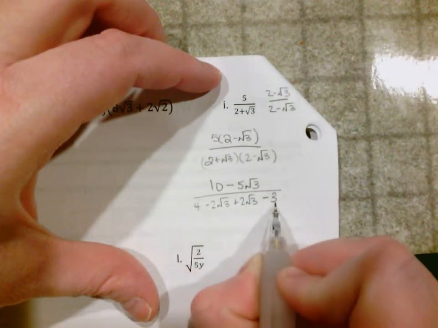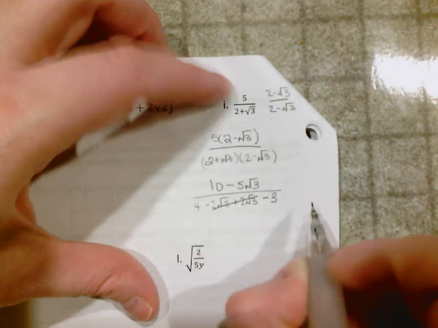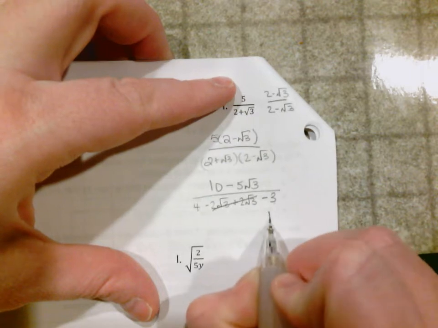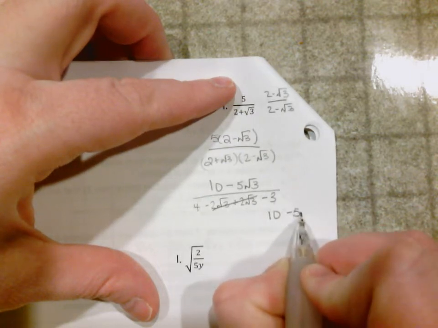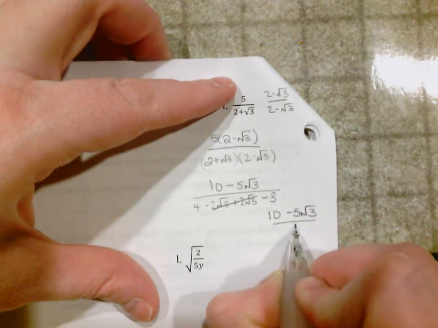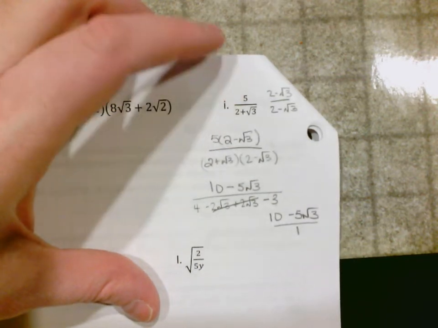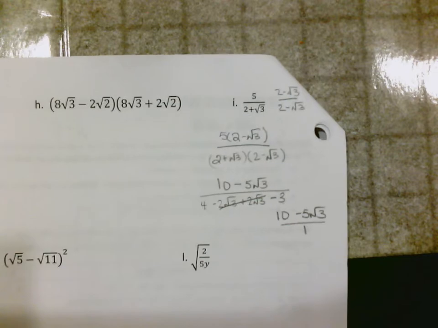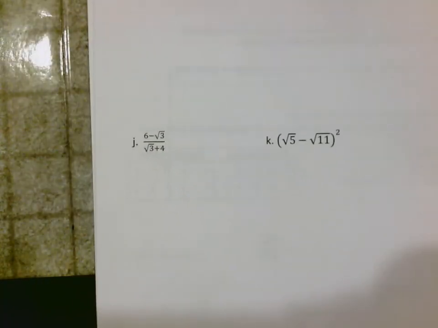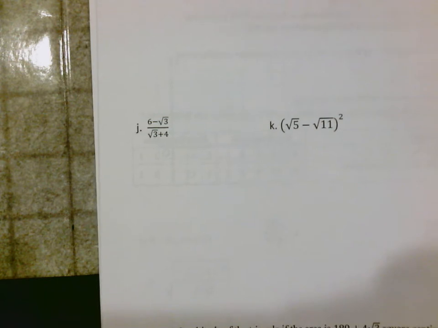On the bottom I get 4 minus, these cancel out, 4 minus 3, so my answer is just 10 minus 5 square roots of 3. Because it's over 1, so my answer is just that value there. If you have it over 1, I won't be frustrated or anything with that. I'd preferably not write it like that, but if it makes you happy, do it that way.